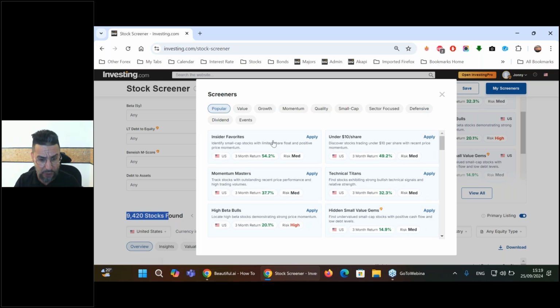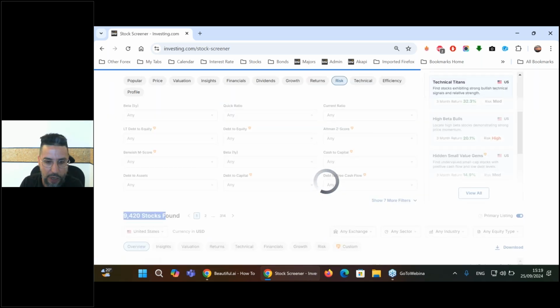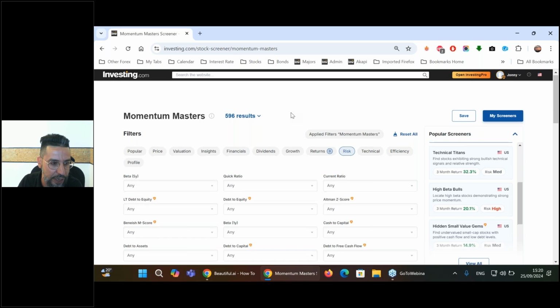The insider favorites, as you can see, top of the list, under $10 per share. The Momentum Masters, which tracks stocks which are showing strong relative performance as compared to the broader benchmarks and have high trading volumes. So some of the names that will pop up there. Let's apply this screener here real quick. These are the Momentum Masters, 596 results. So we managed to narrow that down from over 9,000 to just about 600.